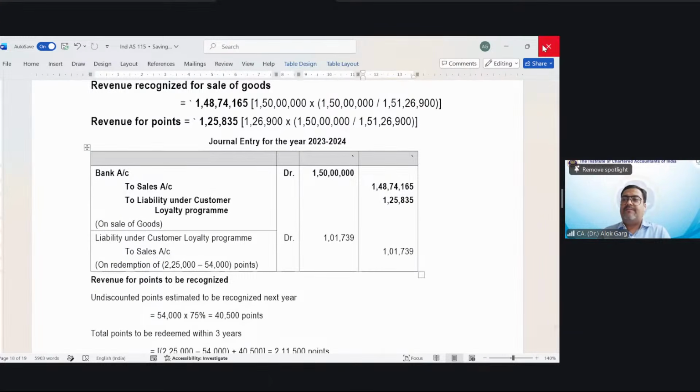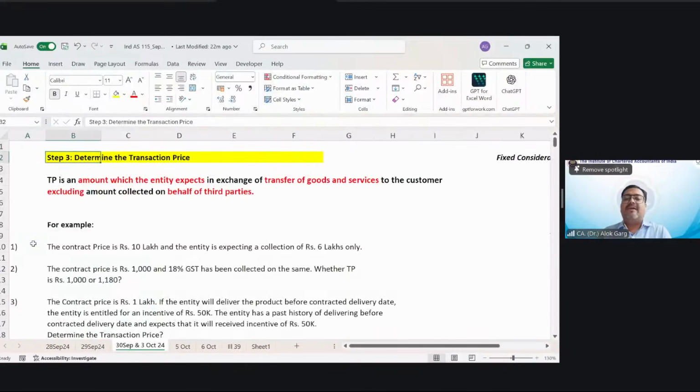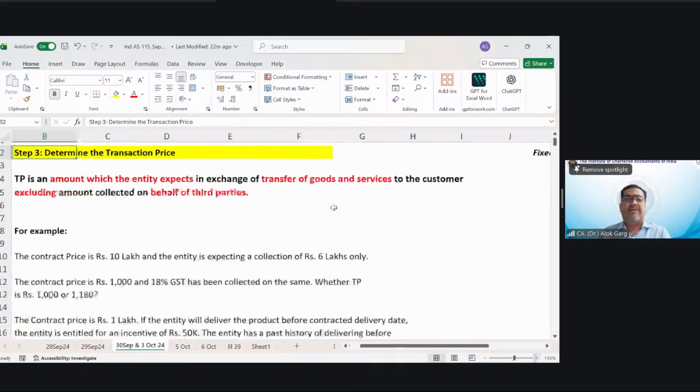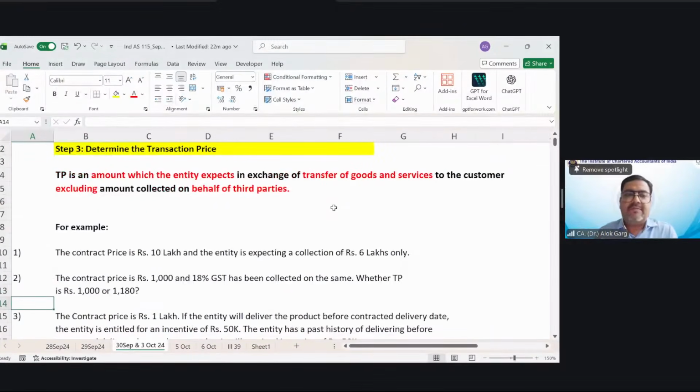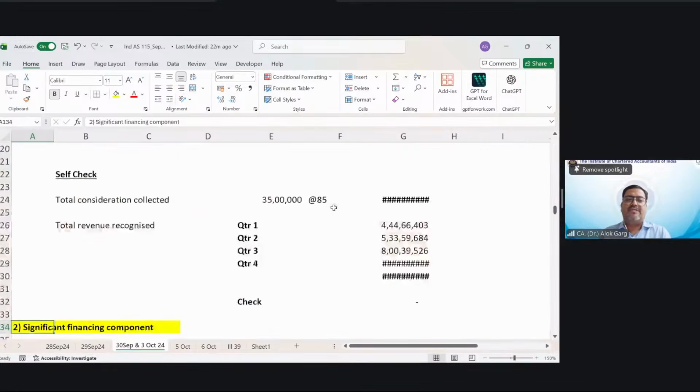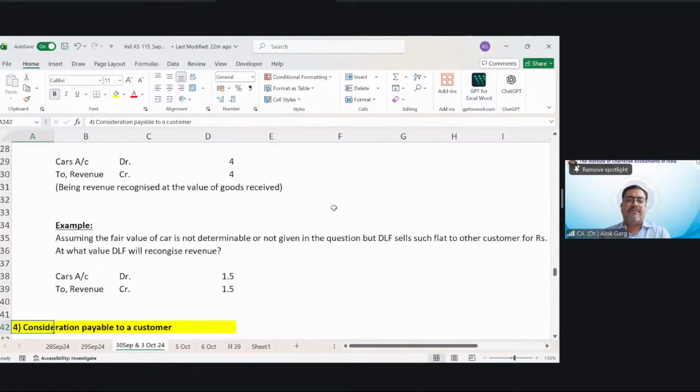Is that clear? Okay, now on the request of 2 students, let me quickly cover non-cash consideration payable to a customer. Just a minute, let me open my detail file. So friends, I hope my Excel file is visible to everyone. This concept is in the third step, which is determine the transaction price. Let me talk about this concept of non-cash consideration payable to a customer.